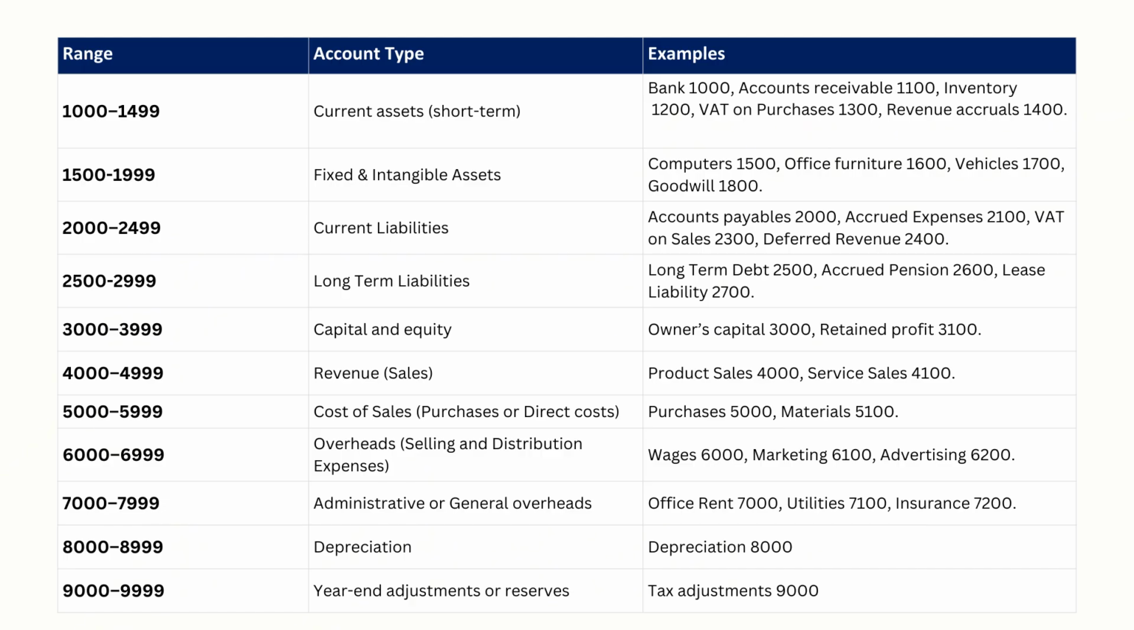In this table, we can see how each account in the business is given its own account code and category. For example, bank account has the code 1000, which falls under current assets. Money the business owns. We use different code ranges for different types of accounts. Assets and liabilities, both current and non-current. Cost of sales and overheads for running costs. Administrative expenses, revenue accounts, and owner's equity, which shows how much the owner has invested in the business.